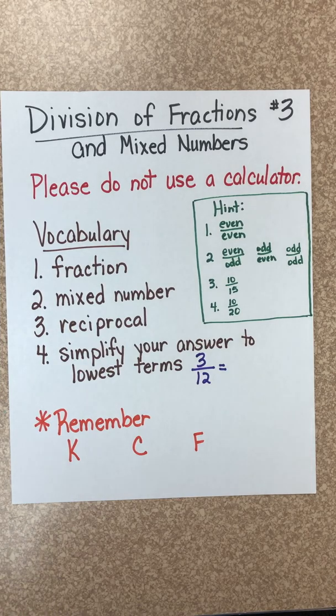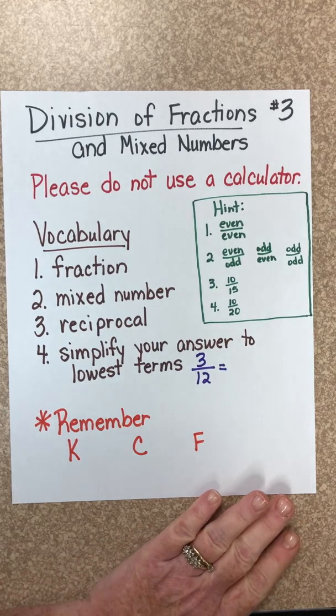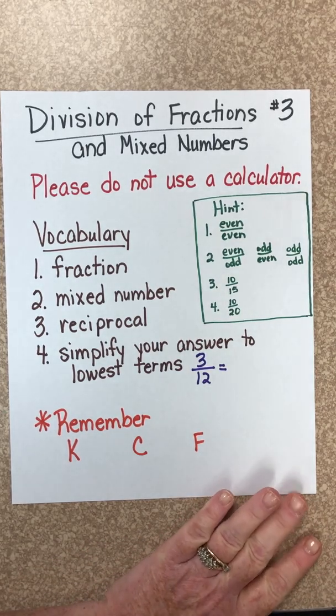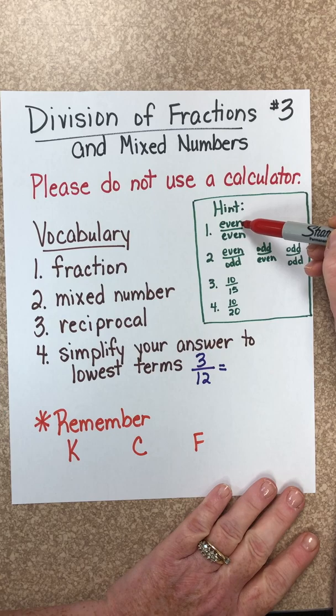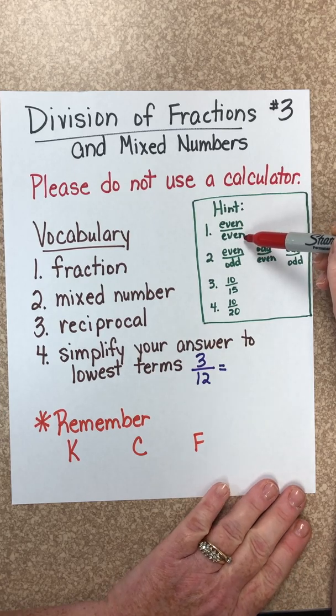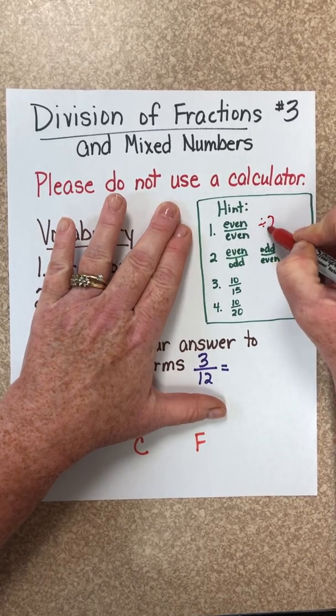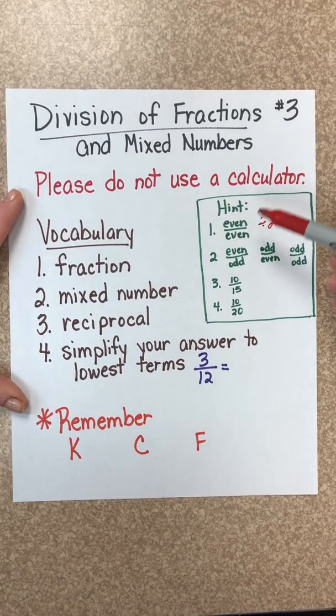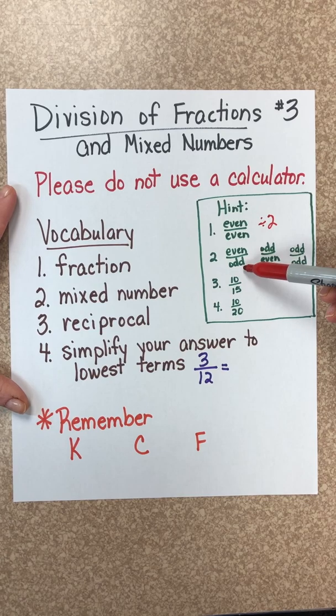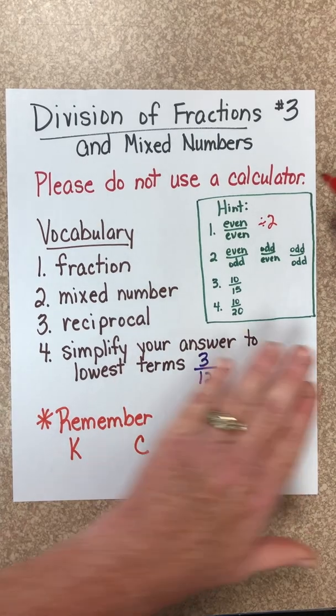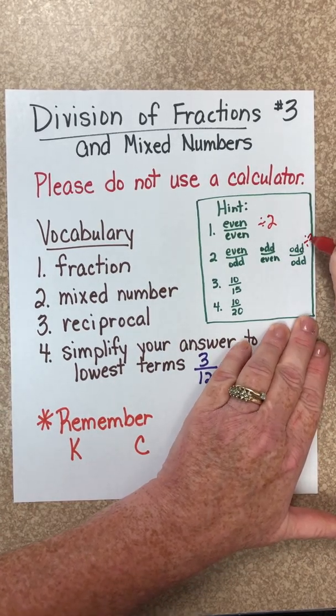When you have fractions, there are hints you can use to help you simplify them. And here are a few of those hints. When the top number and bottom number both are even, you divide both numbers by 2. If the top number is even and the bottom is odd, or the top is odd and the bottom is even, or both are odd, you divide both numbers by 3.